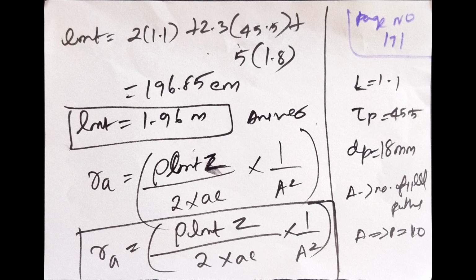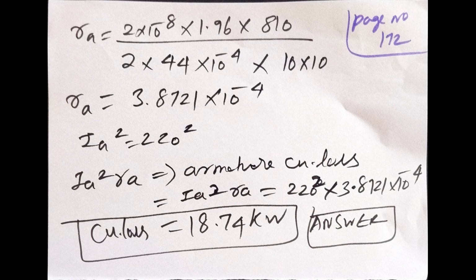Ra, the resistance formula, is rho LMT Z divided by 2AC into 1 by capital A squared. That is the Ra formula. Putting values in the Ra formula, Ra is equal to 2 into 10 power minus 8 into 1.96 into 810 divided by 2 into 44 into 10 power minus 4 into 10 into 10. From this value we obtain Ra is equal to 3.8721 into 10 power minus 4.